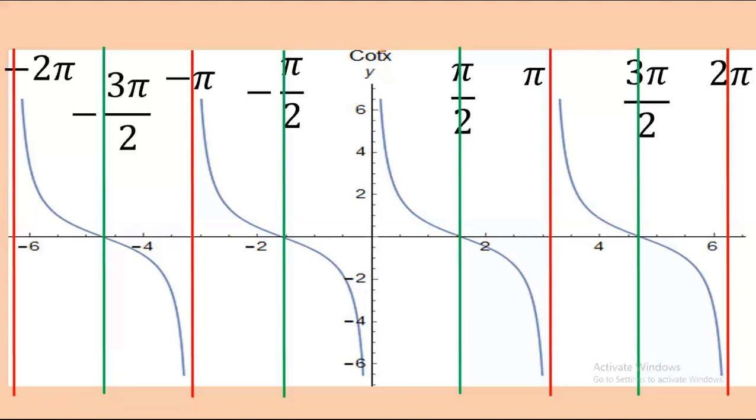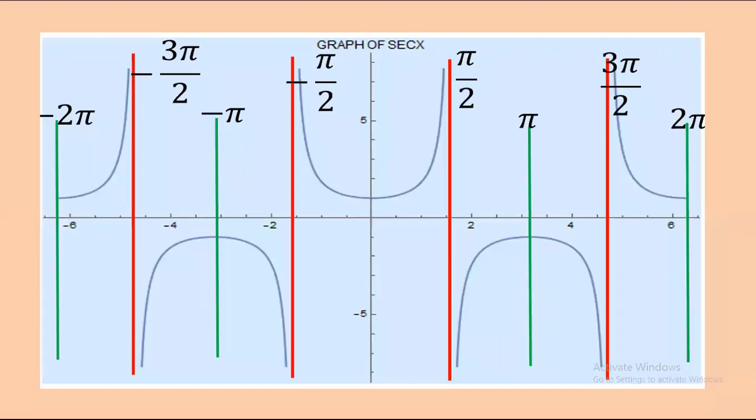And it is not symmetric also. Now, characteristics of the sec function. You see, this graph doesn't go below plus 1. It is 1, 2, 3, 4, 5. And this graph also doesn't go up from minus 1. So what is the range here?